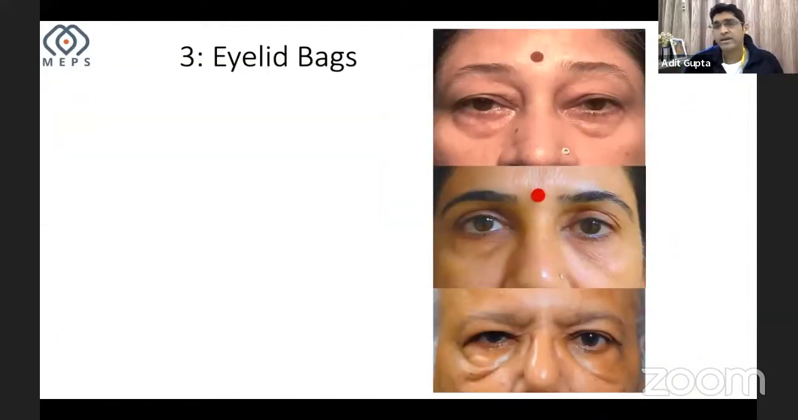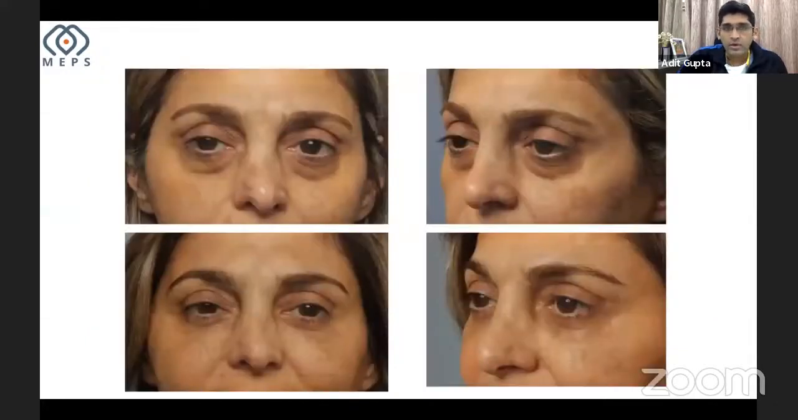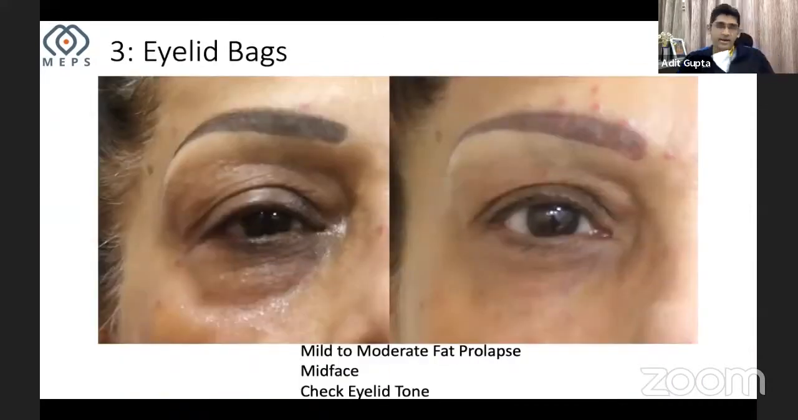Third scenario, where you can camouflage a particular grade of eyelid bags with filler injections, is where there is mild to moderate fat prolapse, where the patient is not ready for a surgery, has a good mid-face architecture or profile, and has good eyelid tone. Because when you're adding fillers to the eyelid, you're adding weight to it. You don't want to do fillers in a patient with gross ectropion or gross eyelid laxity. So obviously, with moderate fat seen in this lady, you can camouflage it with a filler and get good results and avoid a surgery for the time being.